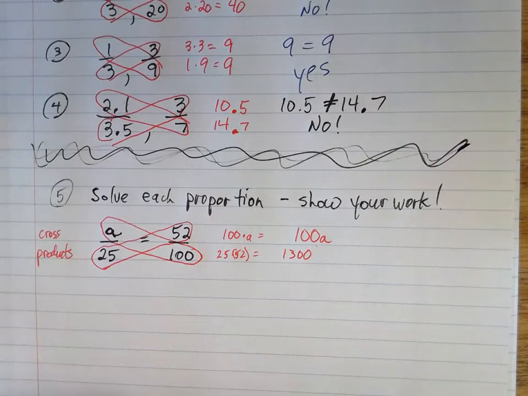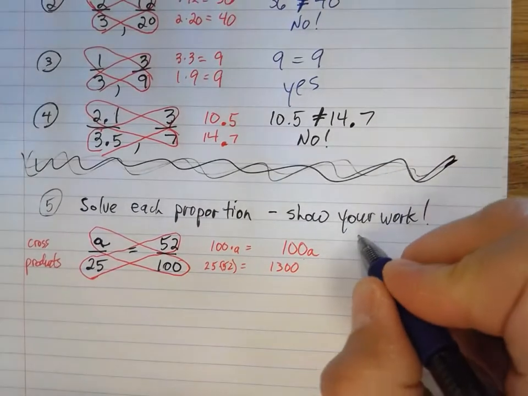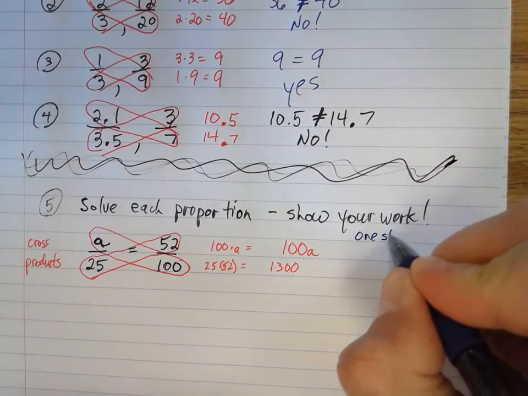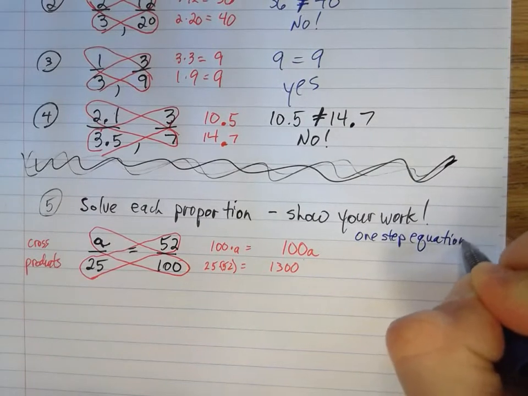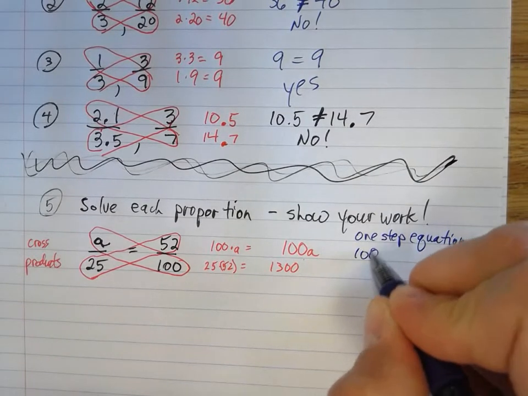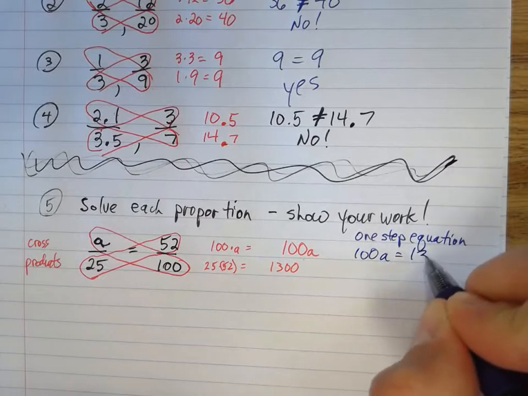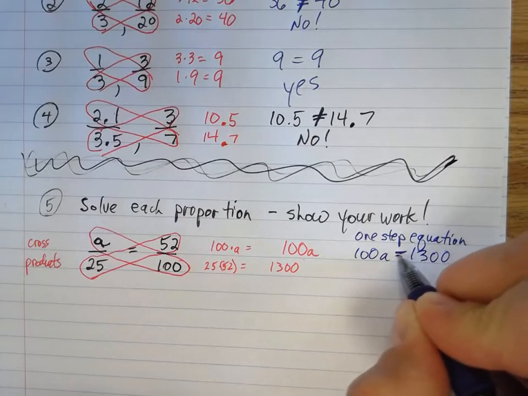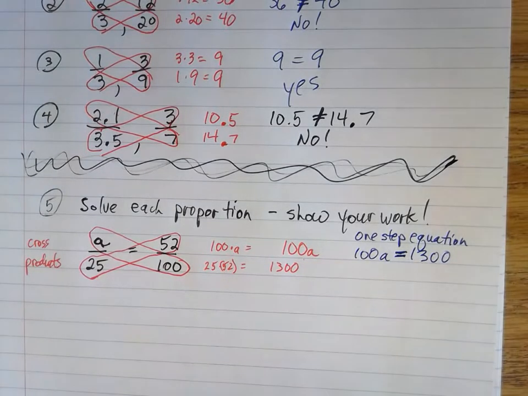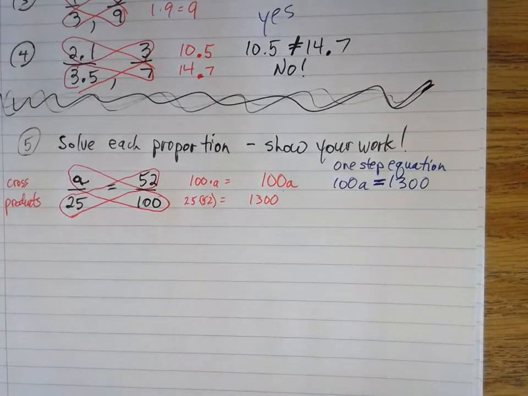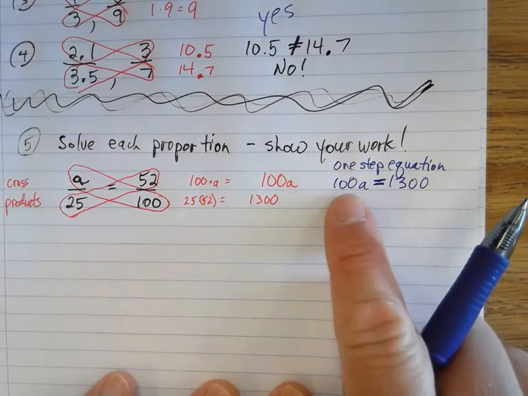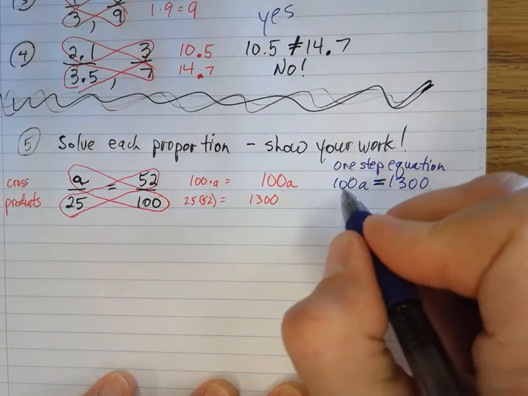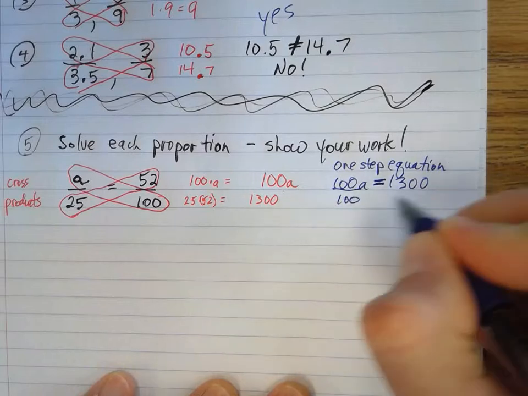Now, I want you to come up over here, and we're going to set up a one-step equation. This is where you show your work, people. You're going to say 100A equals 1,300. Okay, this is a one-step equation because it's got an equal sign in the middle of it. Anytime you got an equal sign in the problem, it becomes an equation. That, of course, is multiplying. 100 times A equals 1,300. So the inverse of that would be dividing.